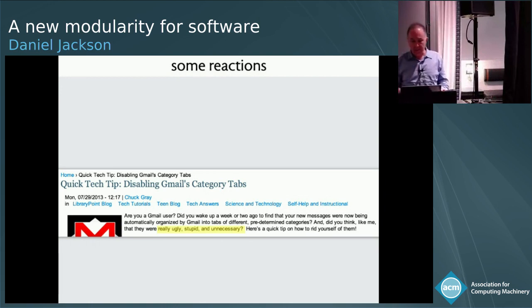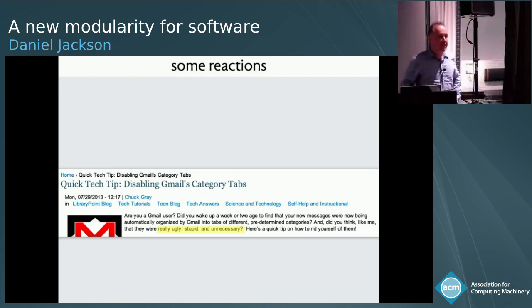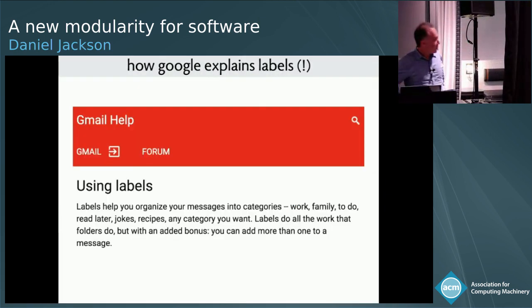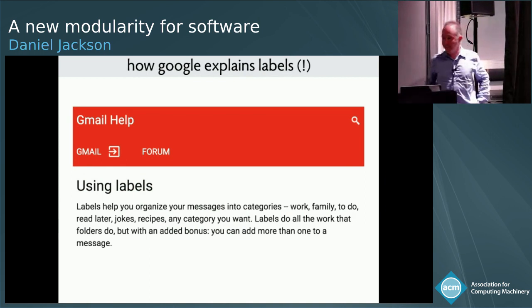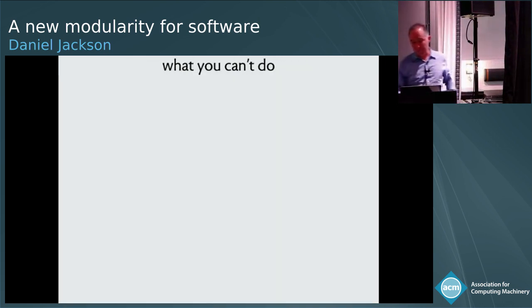So in researching this, I thought, well, maybe what I'll do is I'll go to Google's own web pages, and I'll read what they have to say about labels and categories, and see if that will reveal an understanding of what the difference is between the two. So I look up labels, and it says, using labels. Labels help you organize your messages into categories. Oh dear. So it seems that Google itself is a little confused about this.